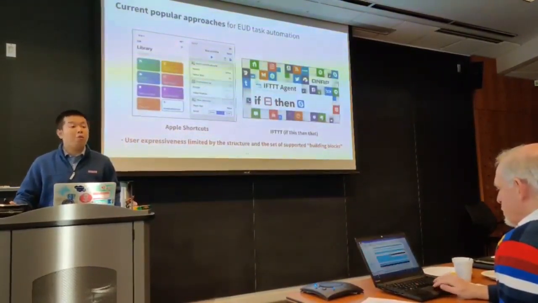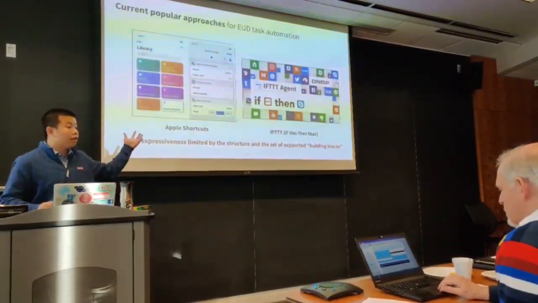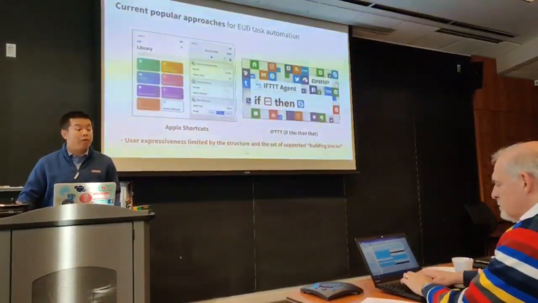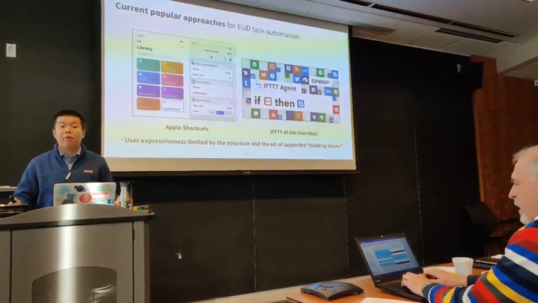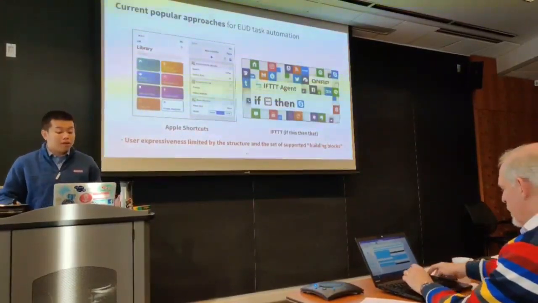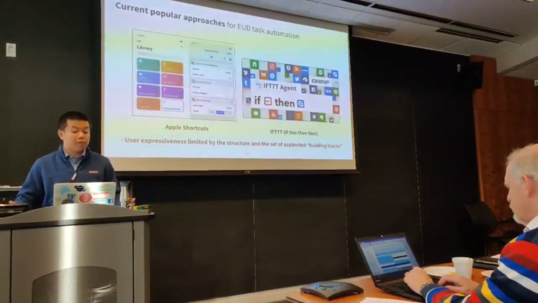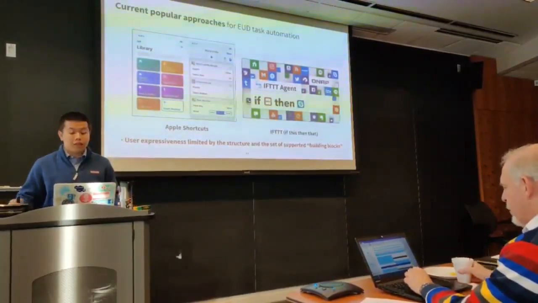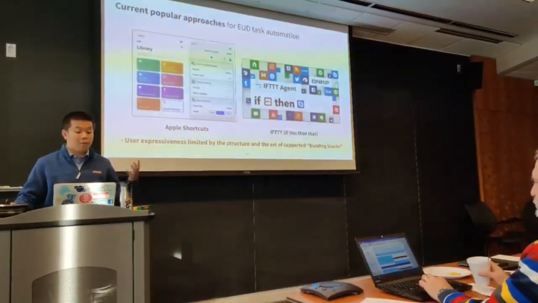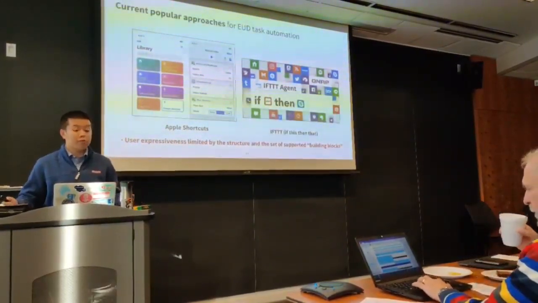Recently, there has been this new wave of actually easier-to-use end-user development tools like Apple Shortcuts or IFTTT, short for if this, then that. With those tools, users can specify simple trigger-action automation rules using some pre-made modules. Those tools have got pretty popular because they are very easy to use, but the expressiveness of those tools is limited by the rather fixed structure.